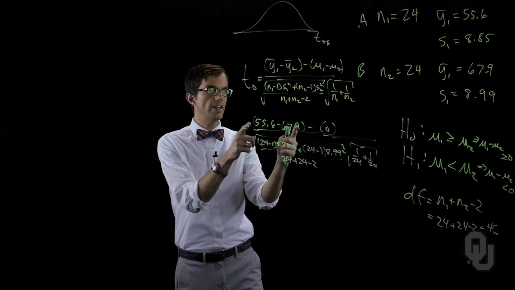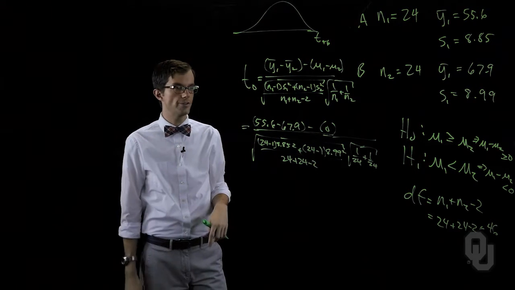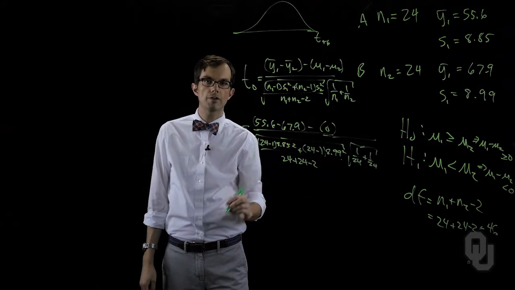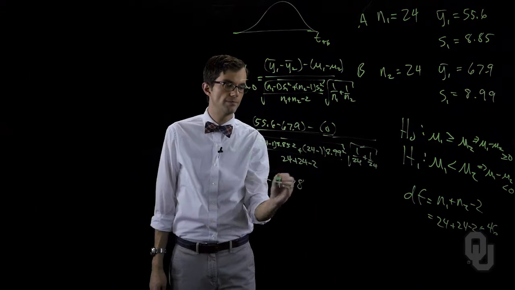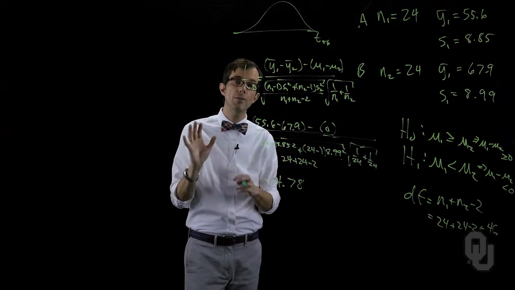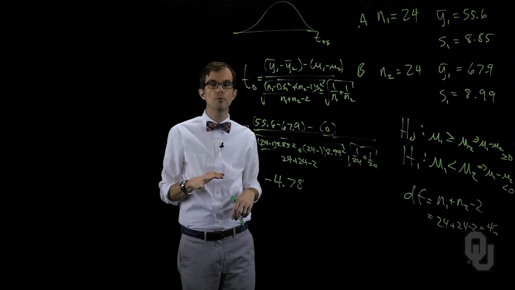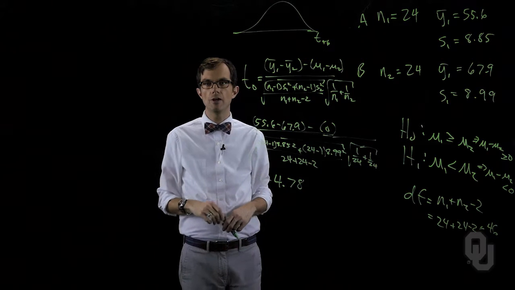How different is the sample evidence from the hypothesized value in standard deviation units? If we work that out, we get something like negative 4.78. Negative 4.78 lies way down here. But what's the p-value? We want to use the p-value approach here, not just the critical value approach.